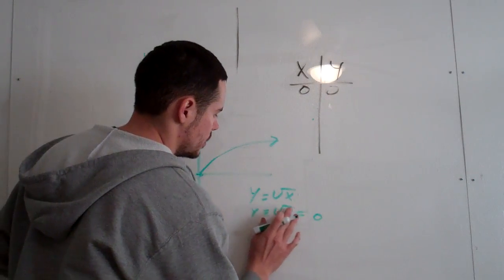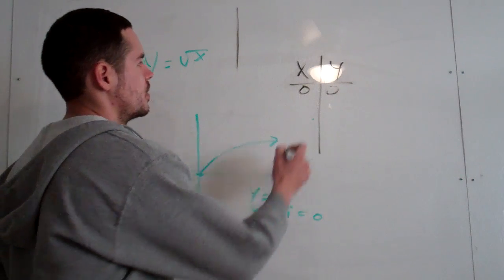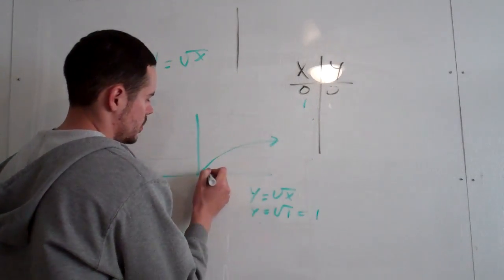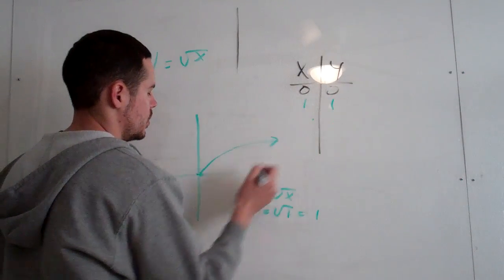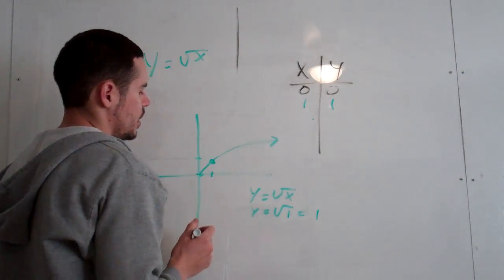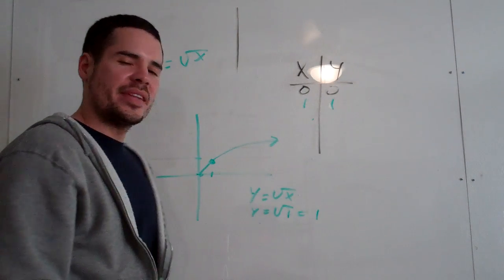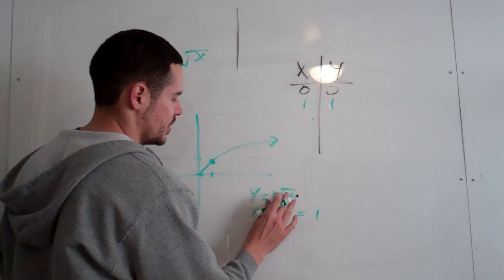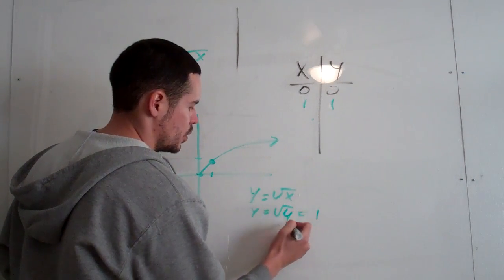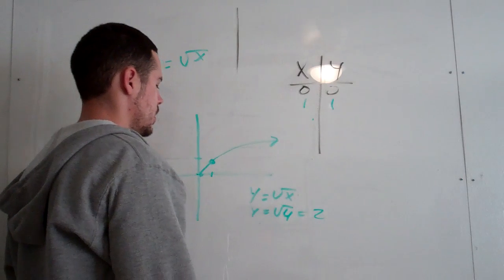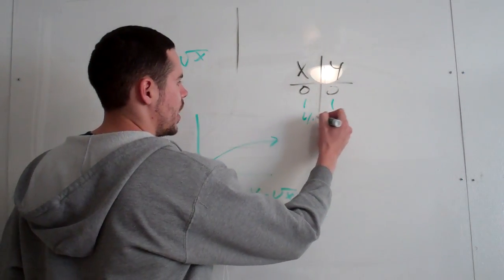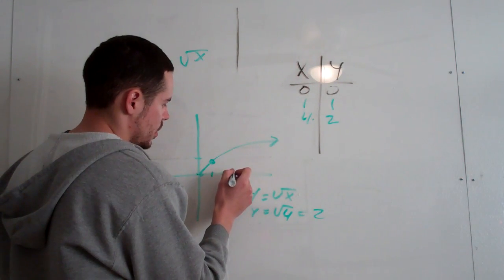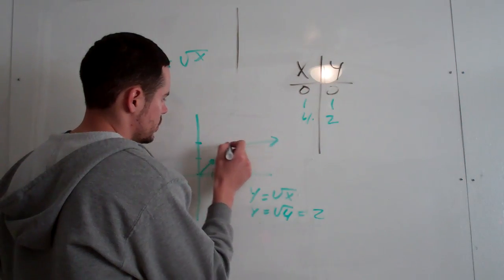If I plug in a 1 for x, the square root of 1 is equal to 1. So at x is 1, y is 1. And let's skip to something that's kind of easy, like a perfect square root here. For example, let's plug in the square root of 4, which is equal to 2. So here, if x is 4, y is 2. So x, and this is where it kind of gets interesting. Okay, so x is all the way out here, and then y is just at 2.